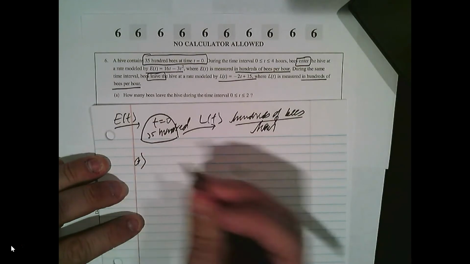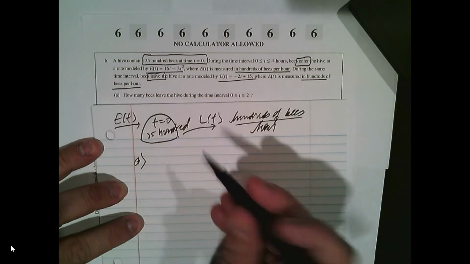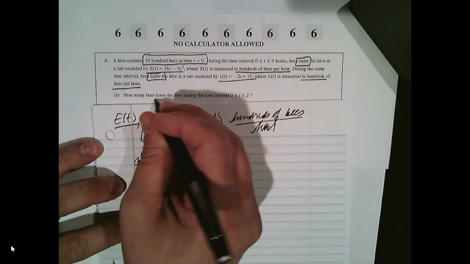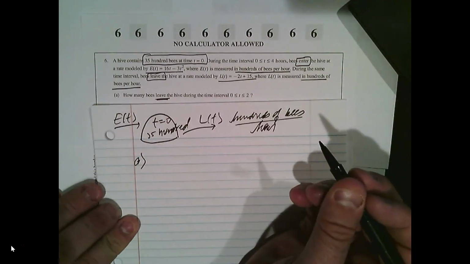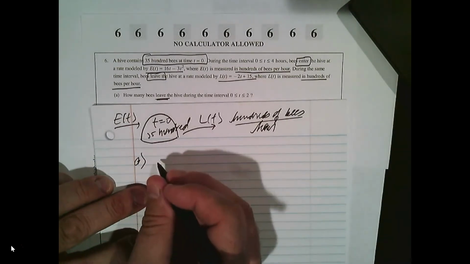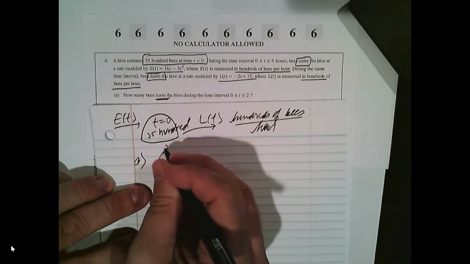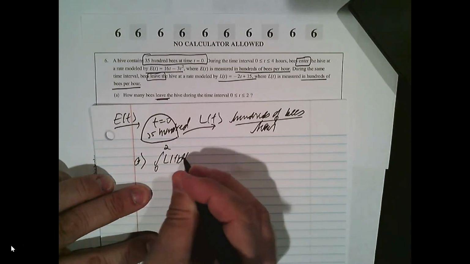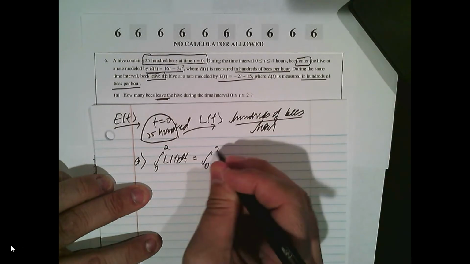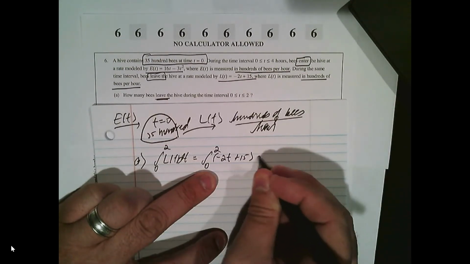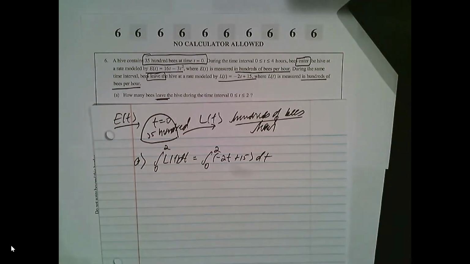Let's look at part A. How many bees leave the hive during the time interval 0 to 2? I just want to know the ones that leave the hive. Well, I have a rate function for L of t. So how many have left? That's going to be the integral from 0 to 2 of L of t dt. So that's the integral from 0 to 2 of -2t plus 15 dt.